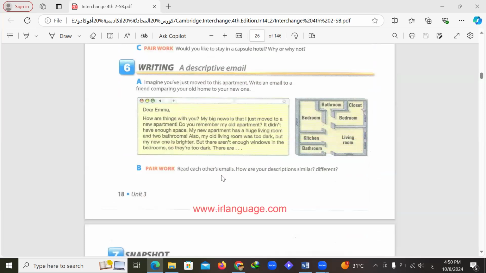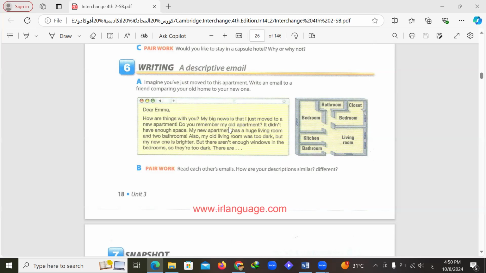In this writing exercise, we have a descriptive email. We will describe a room, an apartment like this. We have bedrooms, I think there are 2 bedrooms, closet, bathroom, kitchen, bathroom, living room. It's a small apartment. Let's read this part. Dear Emma, how are things with you? My big news is that I just moved to. Move to means to leave the current home to move to another home. You change your home. That is, move to a new apartment.